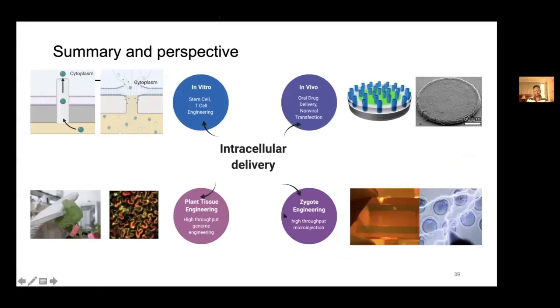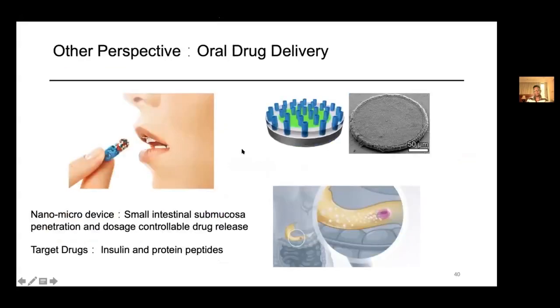I'll quickly go over them. For oral delivery, we make the micro device that allows us to pierce the surface of the intestine and allows us to release insulin or protein peptides. Of course, this is just a demo. In my lab in the future, we will optimize the surface and really try to commercialize this nano micro device.